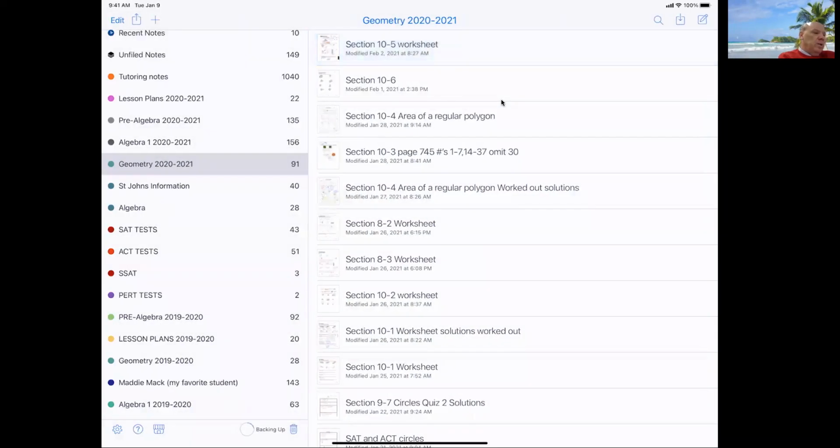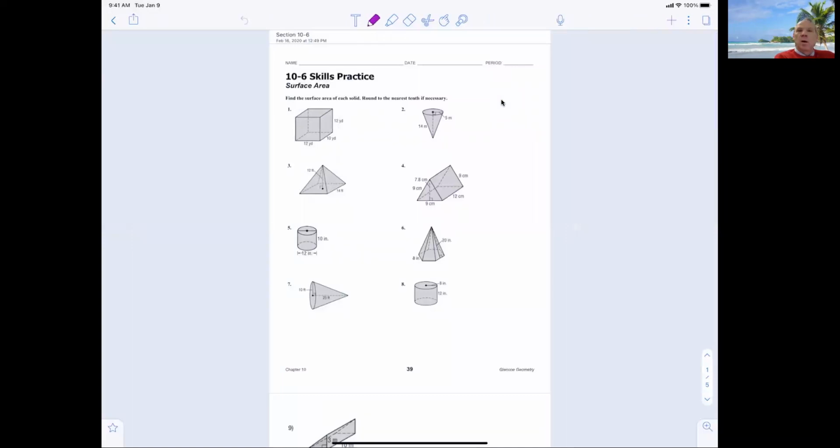All right, here we go, 10.6. This section used to be 2 or 3 sections in the book, and then they decided to make it all one. So again, we're going to talk about surface area, and we'll start with a good definition of surface area. Tell me. Area of the what? Surfaces. Surface area is the area of the surfaces.